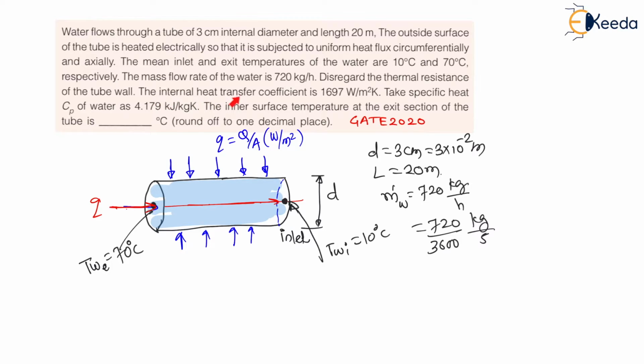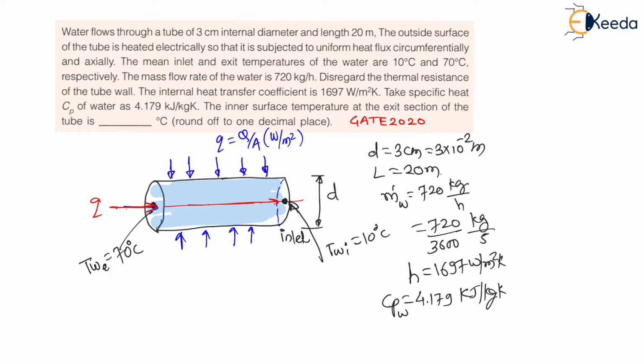The internal heat transfer coefficient is 1697 watt per meter square Kelvin. Now here it is the h value, that is for water convective heat transfer coefficient, that is 1697 watt per meter square Kelvin, right? Then take specific heat Cp of water 4.179 kilojoule per kg Kelvin. Here Cp value is also given for the water, which is nothing but 4.179 kilojoule per kg Kelvin, right? Then the question is, the inner surface temperature at exit section of the tube is.